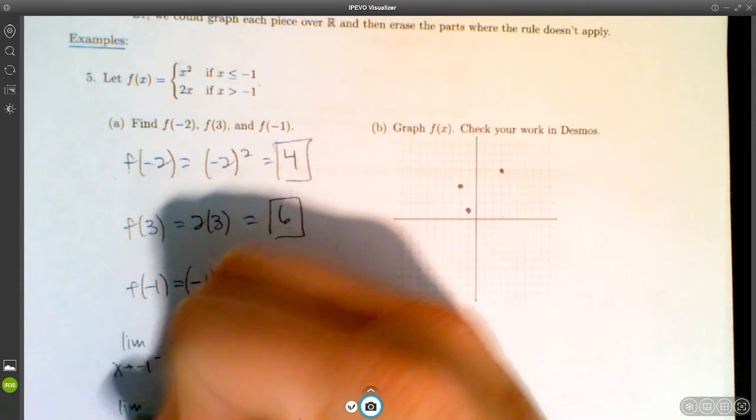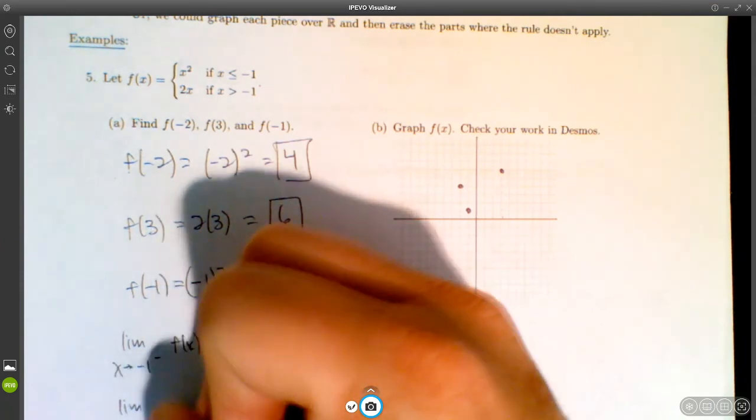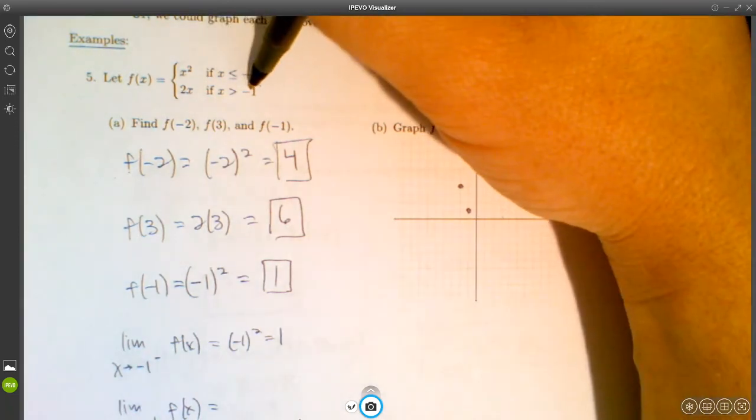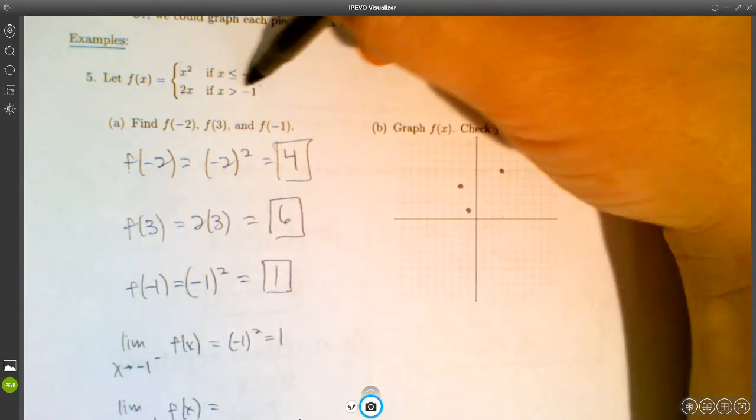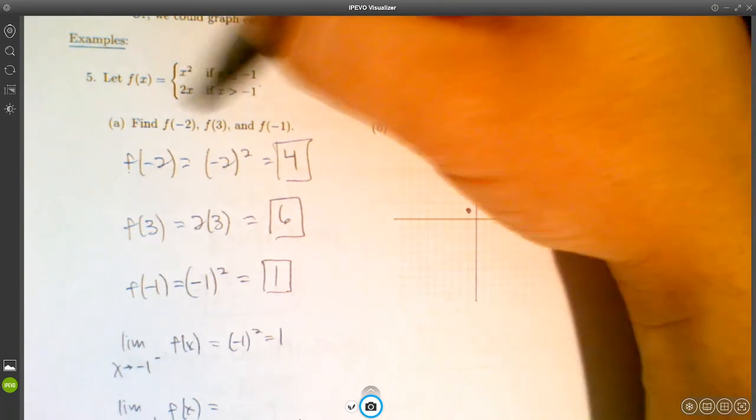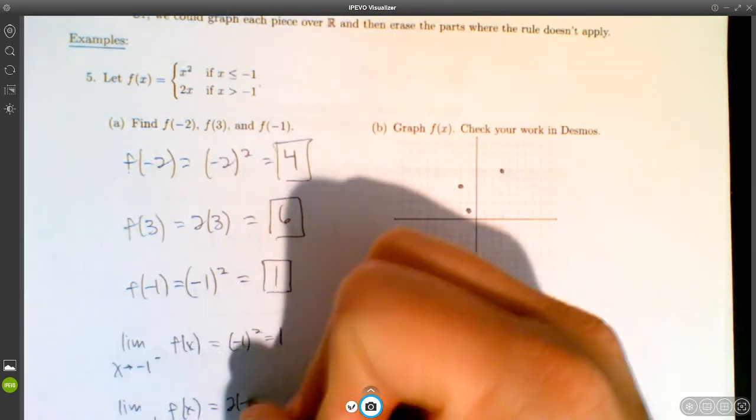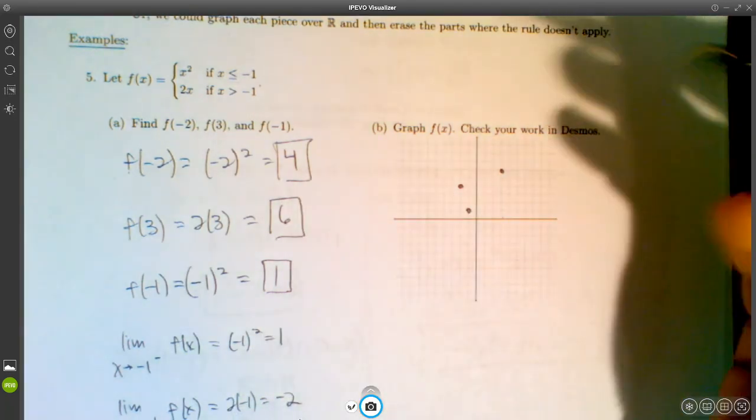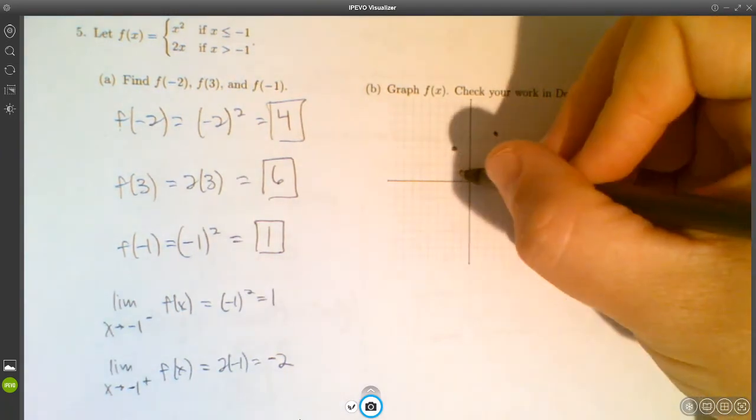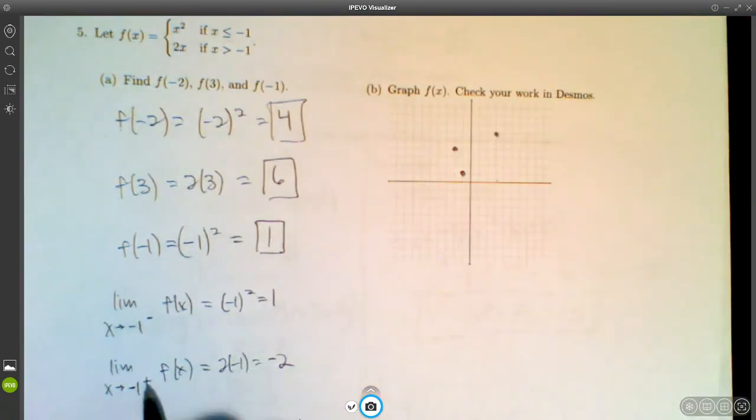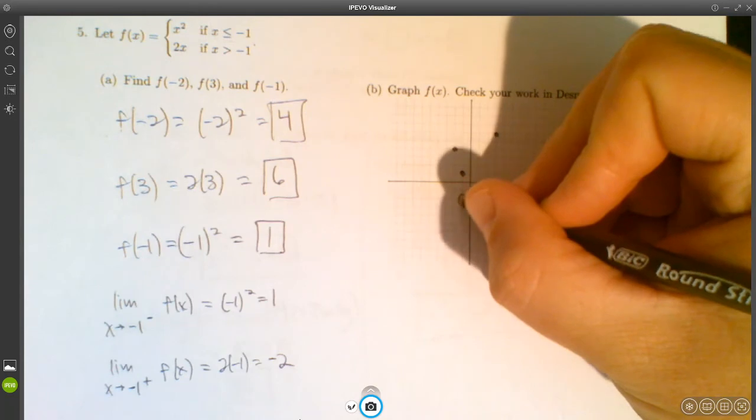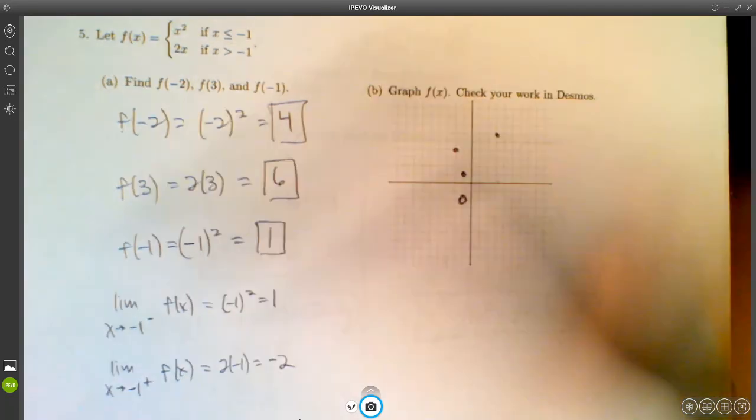What's the limit as we approach -1 from the right? Now, as we approach -1 from the right, we're going to be looking at values for x that are slightly bigger than -1. So we're going to be using the bottom rule for each of those values. So what value are they approaching? Well, they're going to be approaching 2 times -1, which is -2. So what that tells me is that even though f of -1 is 1, the limit as we approach from the right is going to be -2. So I've got a hole right here at -2, and then the function kind of jumps up to that one.